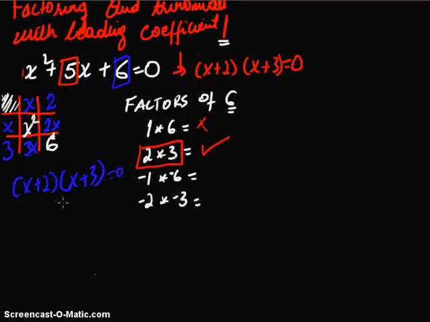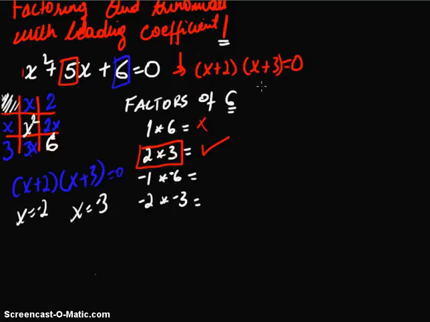Once you find the factors, you can easily find what makes them 0 by looking at this. X plus 2, x has to be negative 2 right here. X plus 3, we need x to be negative 3. Okay, another way to do this one is using sum and product.